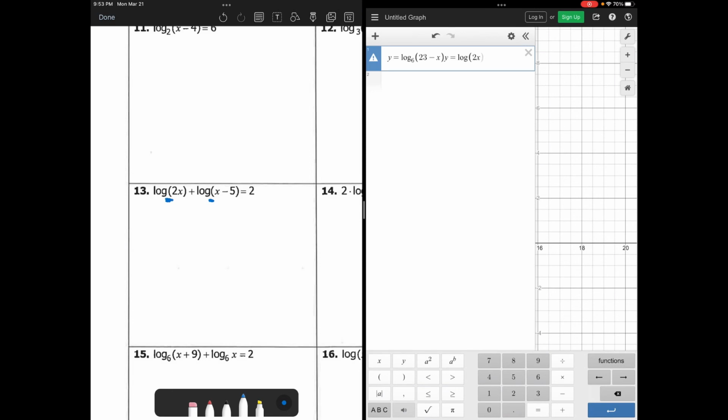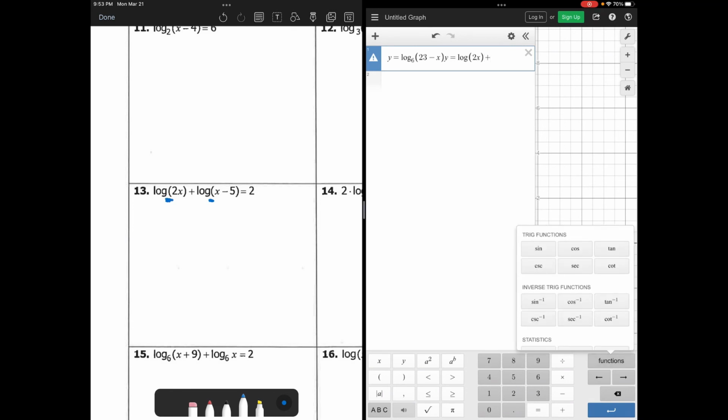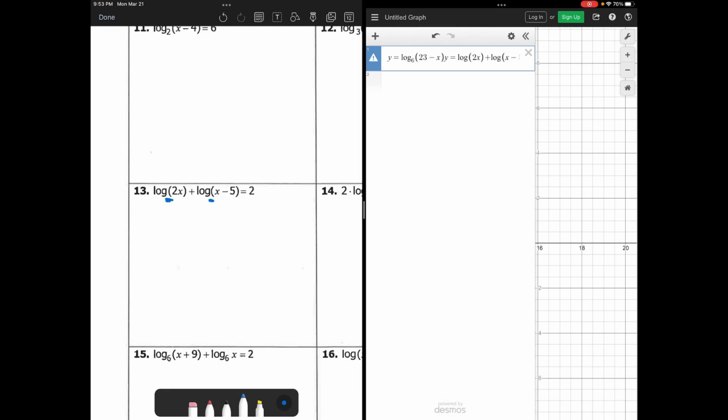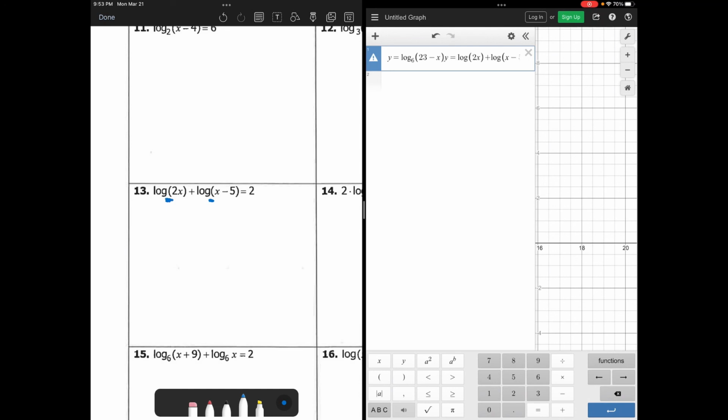I know I have too much in there right now. We close that, close the parentheses, and then we have plus functions log, and then we're going to do x minus 5, close parenthesis. Now, there was too much in there. It didn't erase what I had in there, so I can just erase that. I'm just going to get rid of all of that. Okay, so we have log 2x plus log of x minus 5.